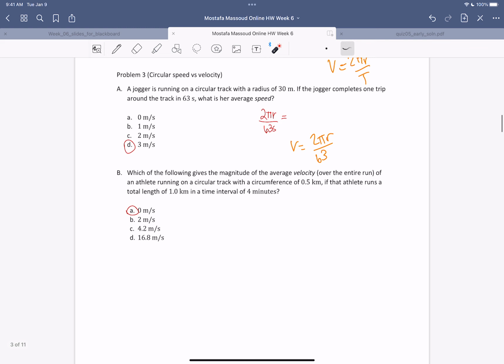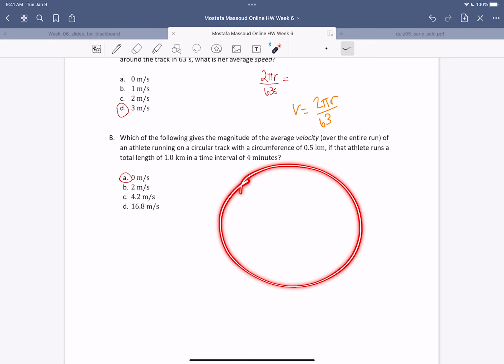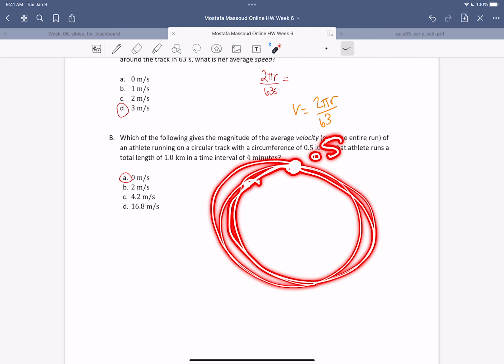And then for the next problem: which of the following gives the magnitude of the average velocity over the entire run of an athlete running on a circular track with a circumference of 0.5? That athlete runs a total length of 1 kilometer in a time interval of 4 minutes. So let me read that again. Magnitude of the average velocity over the entire run. So circumference is 0.5, and total length is 1 kilometer. Okay, so that makes sense. If the circumference is 0.5, the total distance around is 0.5. So let's say they started here, traveled like this, that's 0.5. If they traveled 1 kilometer total, then they just went 0.5, and another 0.5.